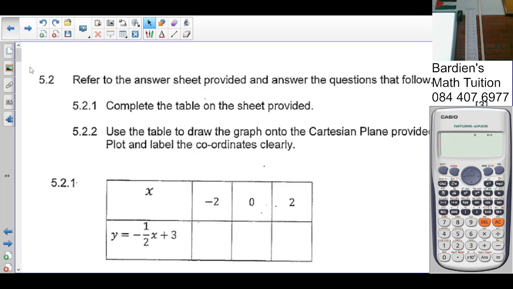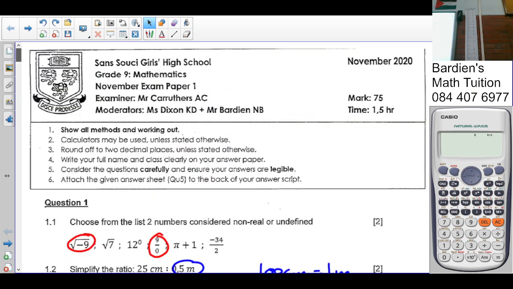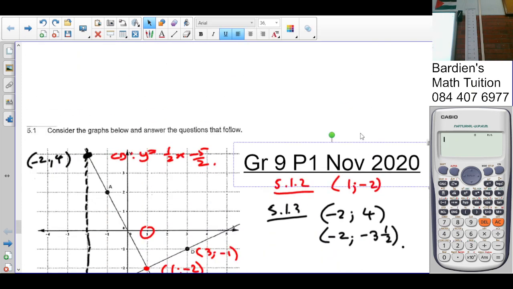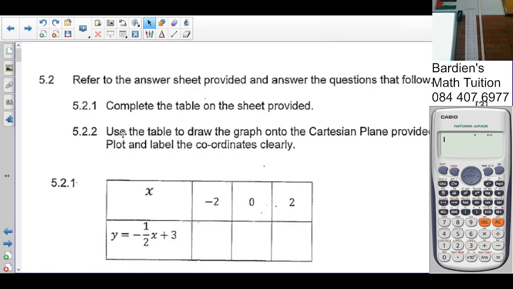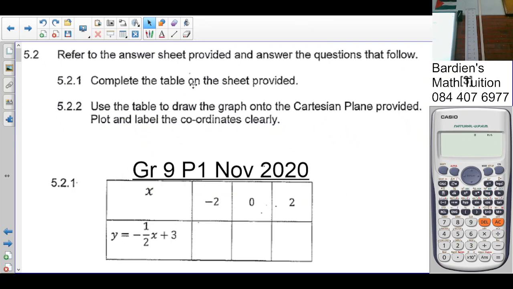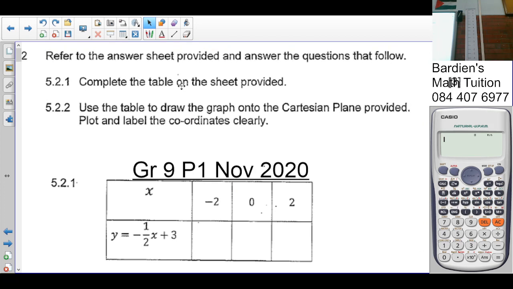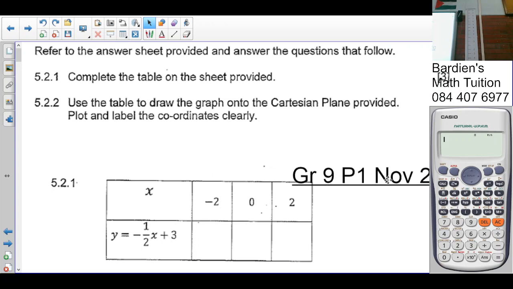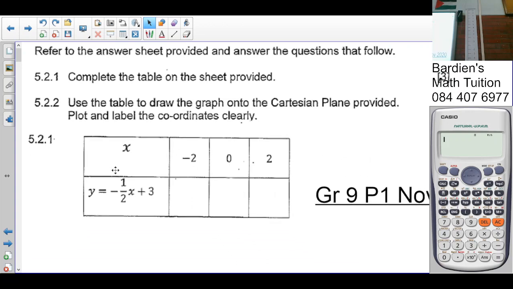Right, so that goes into the next question. Here we are now told to refer to the answer sheet provided and answer the questions that follow. Complete the table on the sheet provided. So here we got the little table.